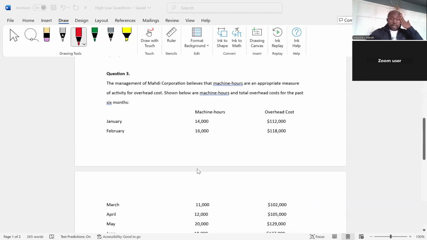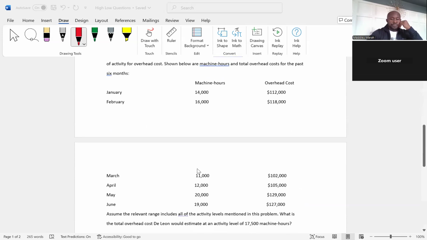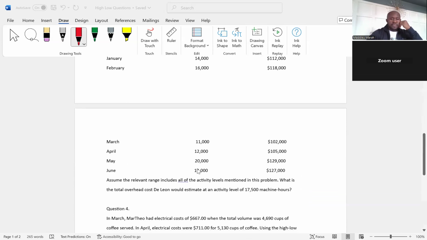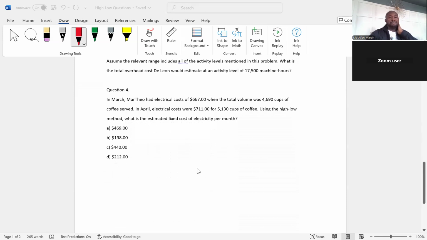And question 3 is looking at our machinery and overhead costs. We are asked to assume the relevant range includes all of the activity levels mentioned in this problem. What is the total overhead cost we'll estimate at an activity level of 17,500? Okay.